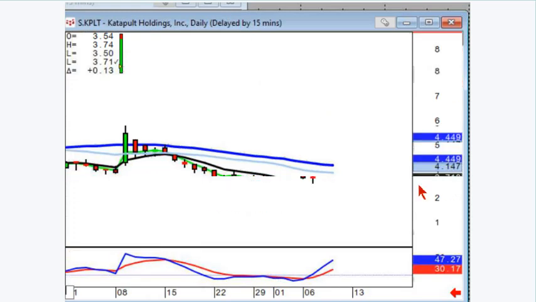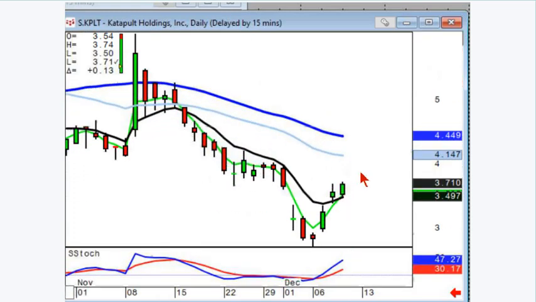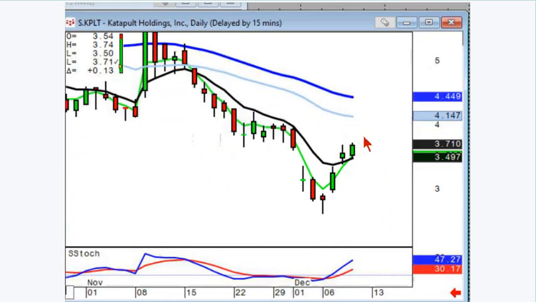Kaput needs to open positive. Oh, no, it's still trading positive. You stay long on this as long as it stays above the T line. We did PayPal.